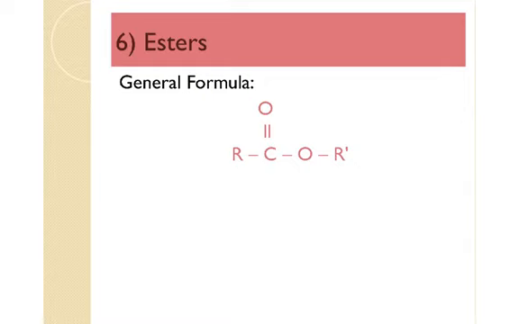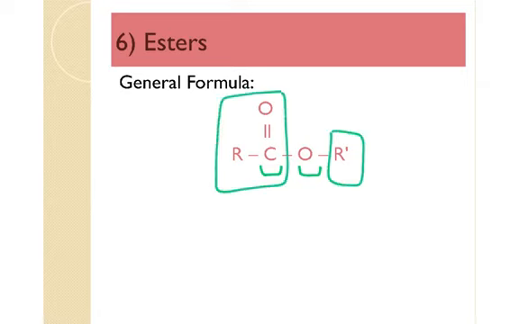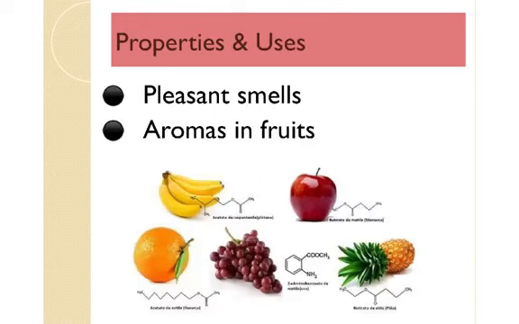So we can sort of see them here. We've got a carbonyl group again, and we've also got an ester group. So we have two carbon chains. We have the carbon chain that involves the double bond O, and then we have the carbon chain next to an O. Both of these halves will get their own names, as we'll see.